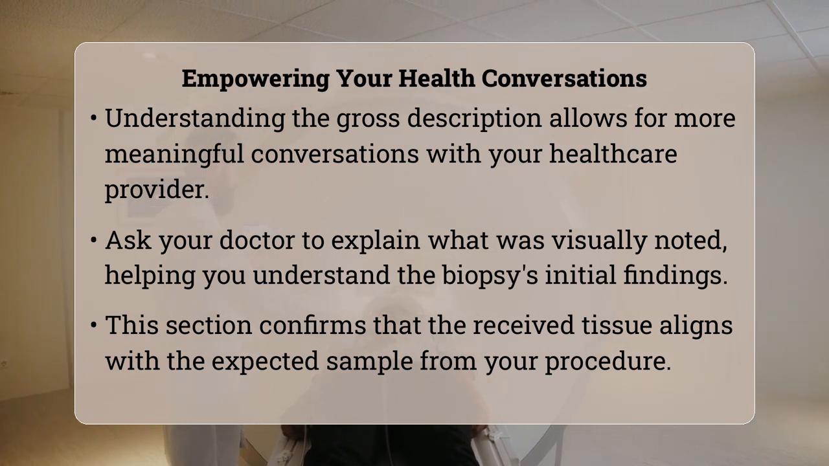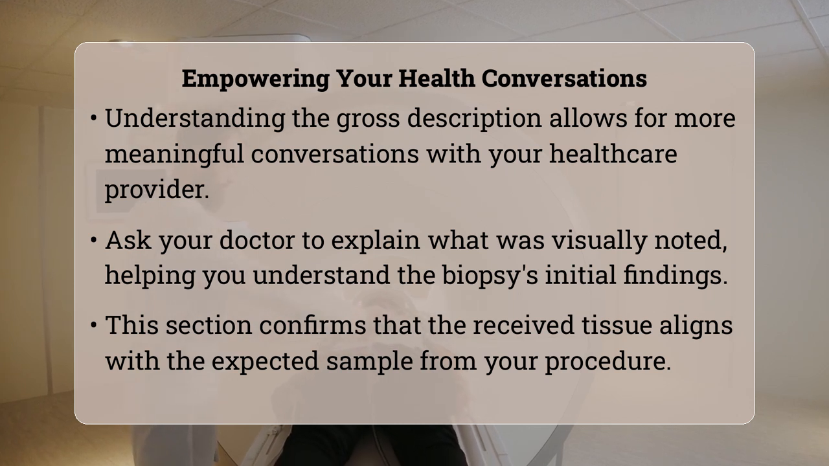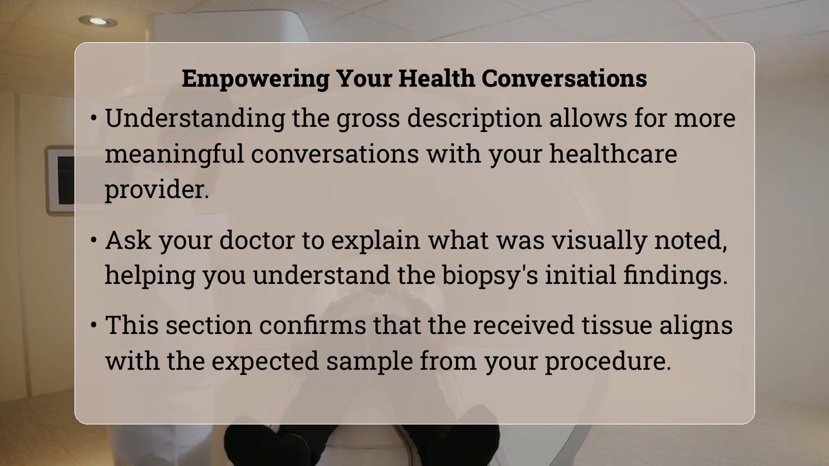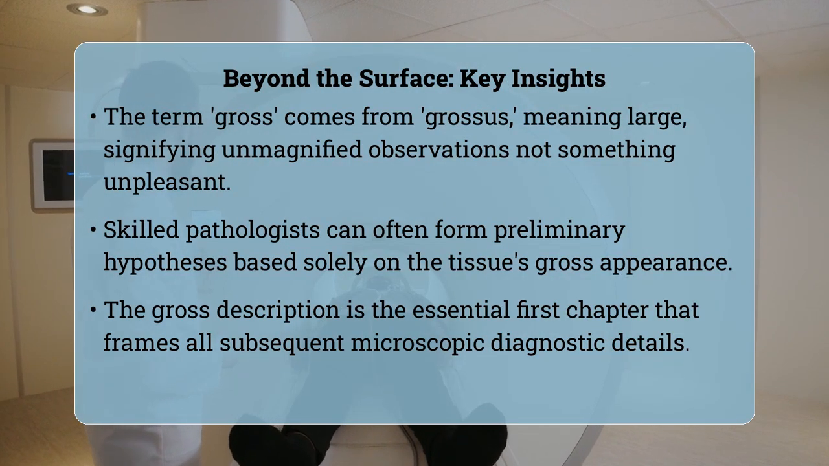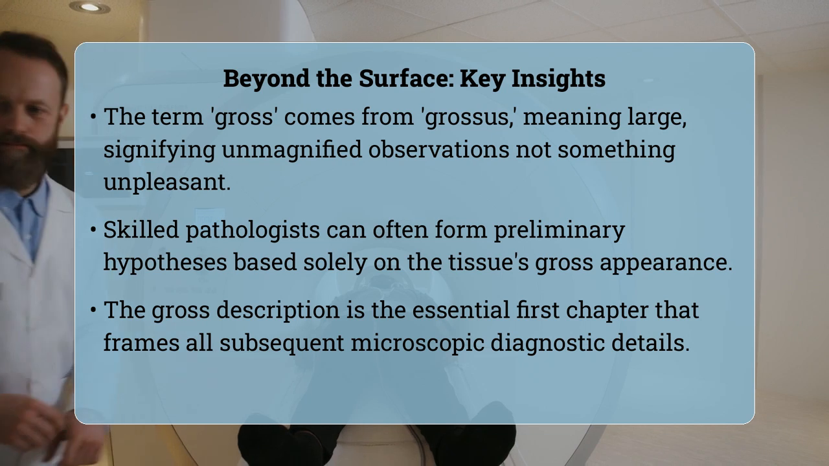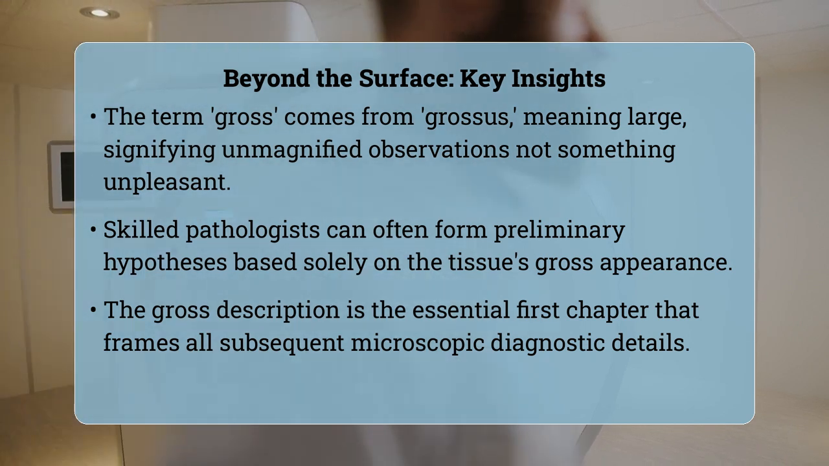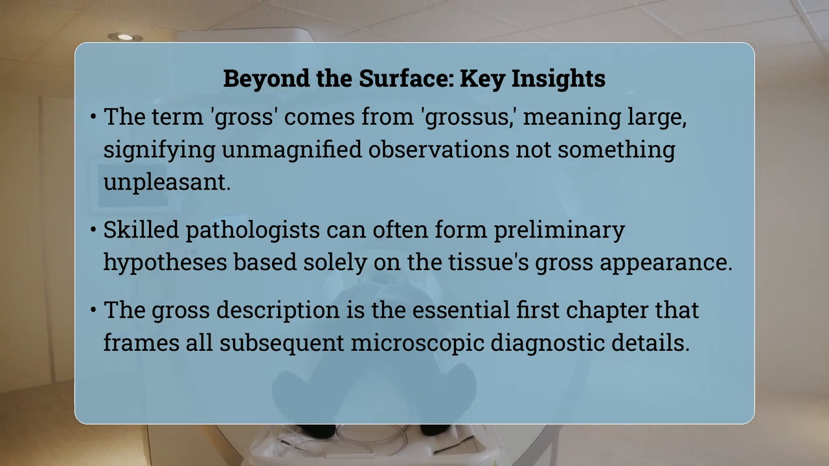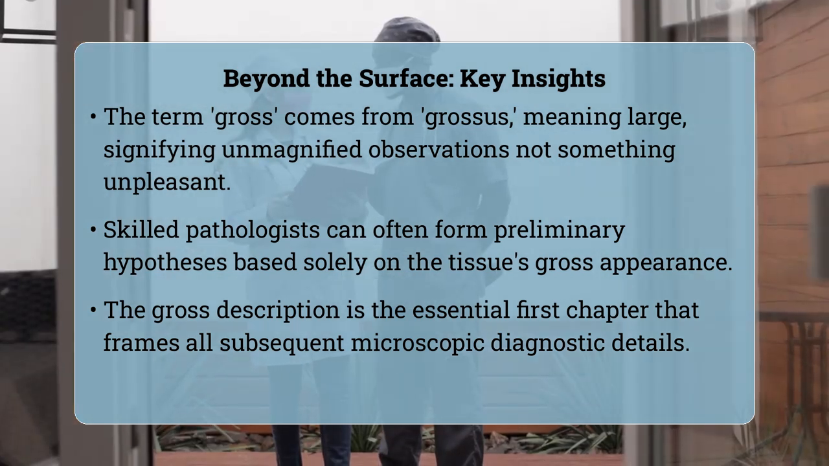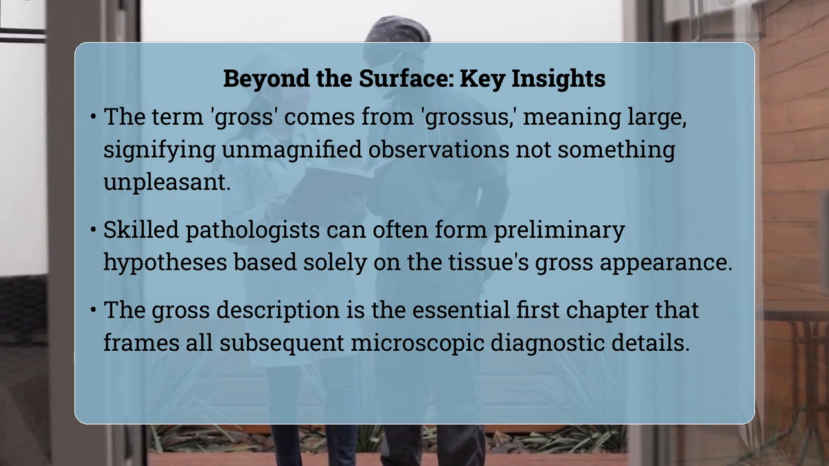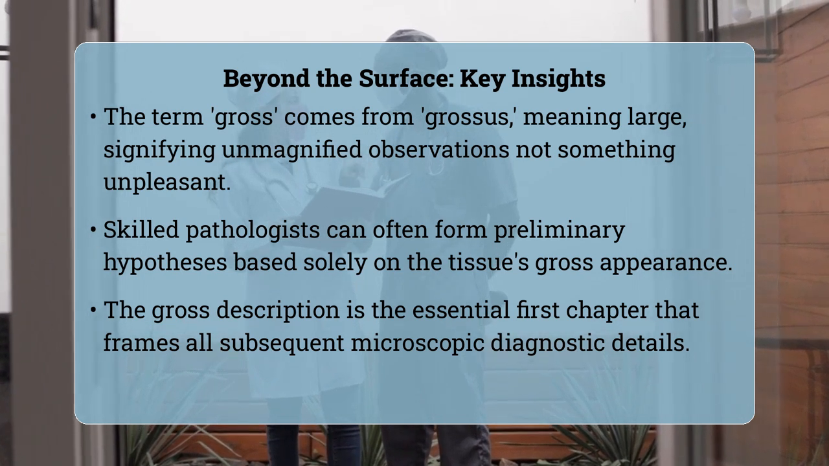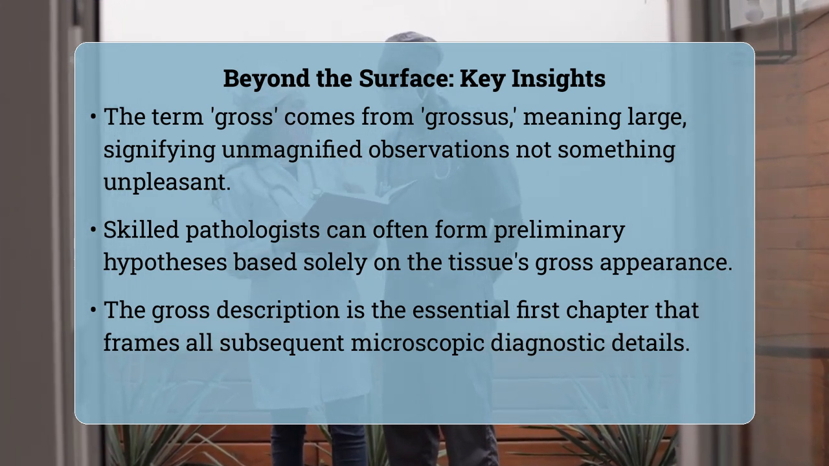Did you know that the term gross in gross description originates from the Latin word grossus, meaning large or coarse? It is not referring to anything unpleasant, but simply to observations made without magnification. This initial visual inspection is so fundamental that expert pathologists can often form a preliminary hypothesis about the tissue's condition based purely on its gross appearance, even before the microscopic analysis begins. This process ensures a thorough and methodical examination of every sample.